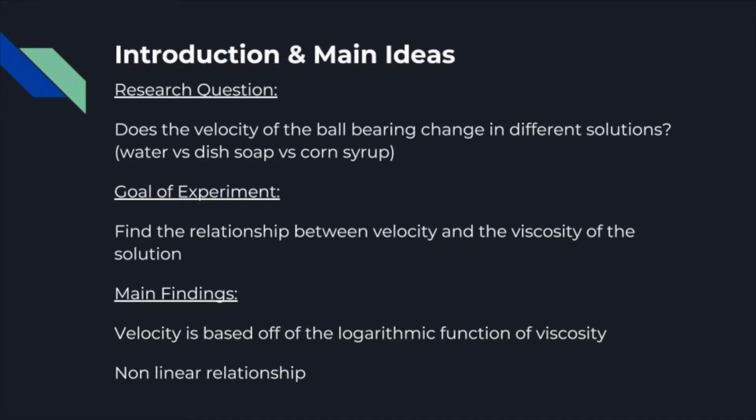The research question in our lab was, does the velocity of the ball bearing change in different solutions? The 3 different solutions we tested were water, dish soap, and corn syrup. The goal of our experiment was to find the relationship between velocity and the viscosity of these different solutions. Our main finding was that velocity is based off the logarithmic function of viscosity. This is a nonlinear relationship.